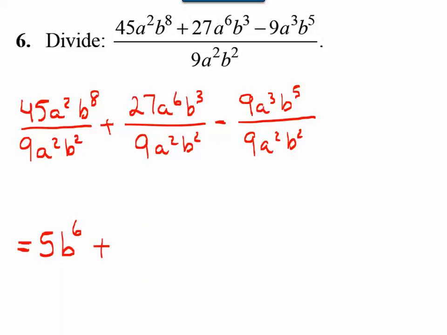9 goes into 27 3 times. So let's see what we're going to have. 6 minus 2 for the a is going to be a to the 4th. 3 minus 2 would make just a b by itself, or b to the 1, but preferably we would keep the 1 out of there. And 9 divided by 9, those will cancel. But a to the 3rd, subtract 2 is just going to be a 1, and 5 subtract 2 is going to be a 3.